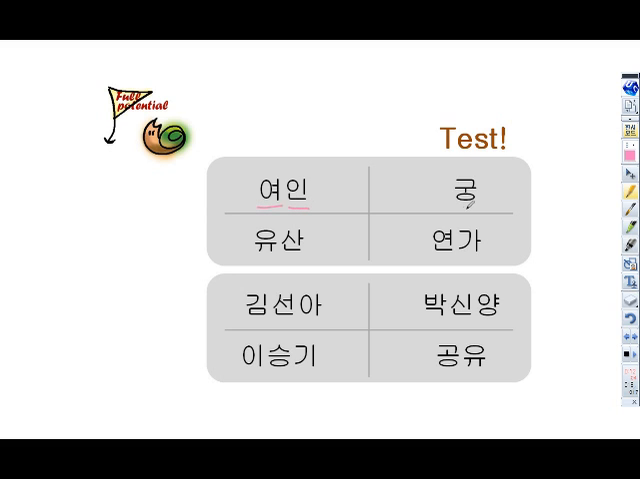여인, 궁, 유산, 연가, 김선아, 박신양, 이승기, 공유. Okay, let's read them a little bit faster. 여인, 궁, 유산, 연가, 김선아, 박신양, 이승기, 공유.